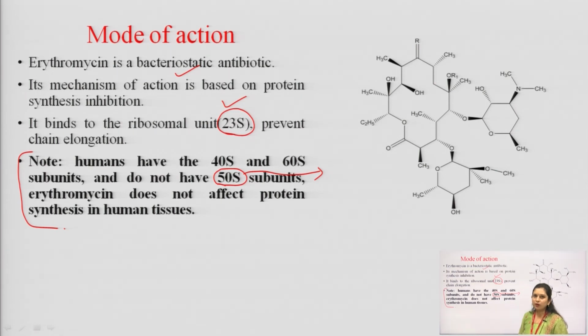If we talk about humans, in human ribosomes there are two units, 40S and 60S. And if we talk about bacteria, then they have the units 50S and 30S.